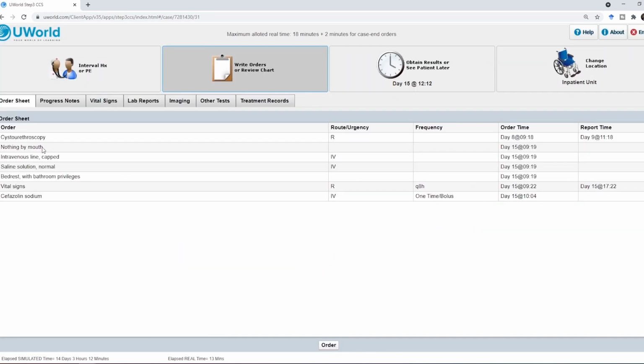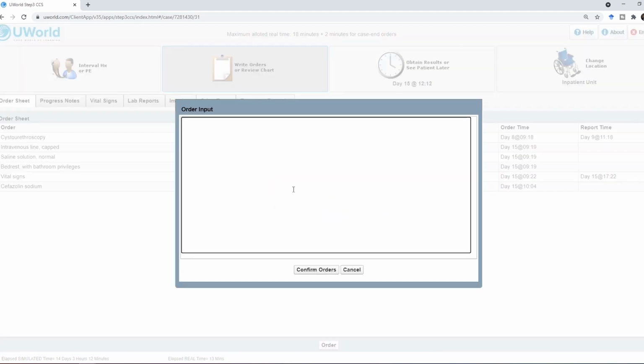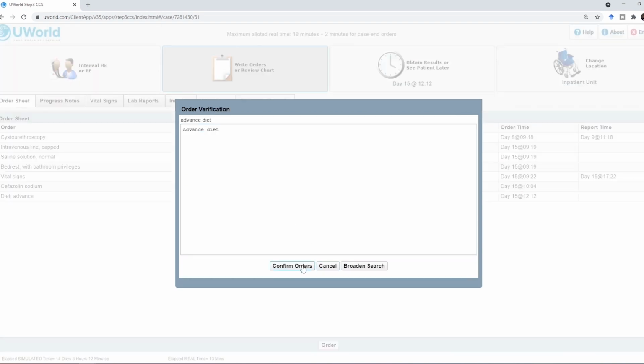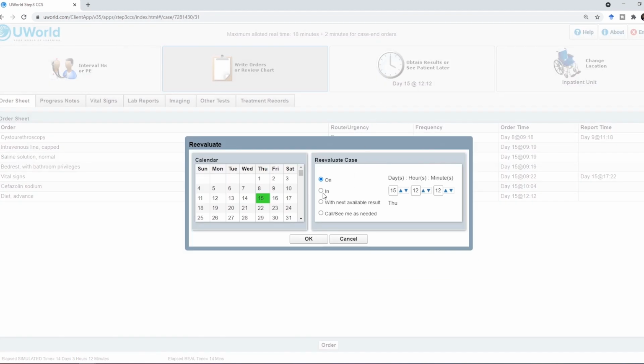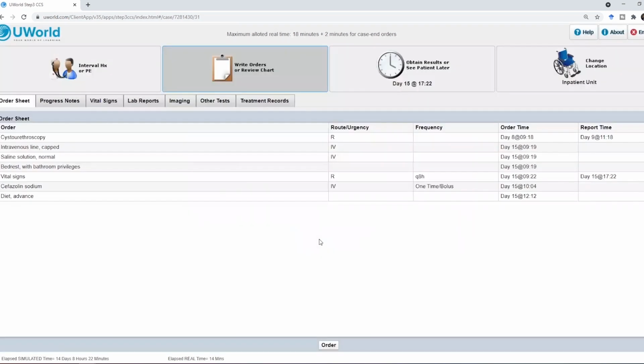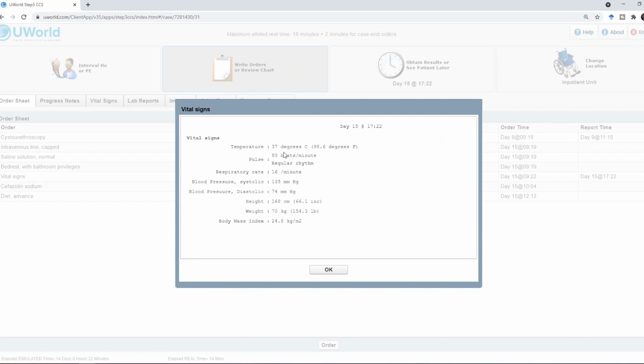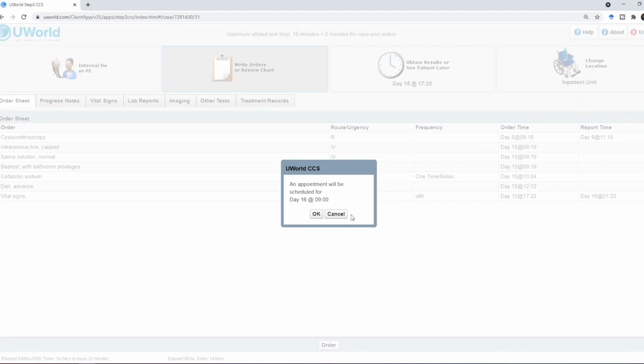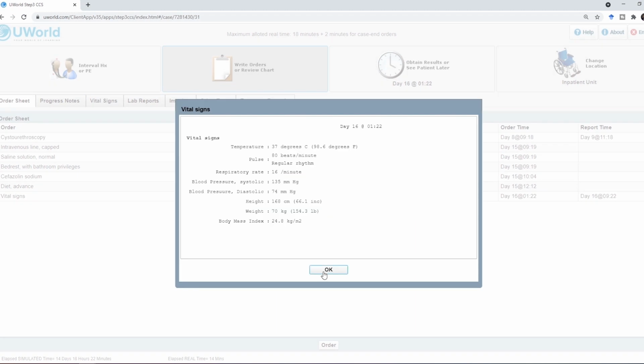Since the surgery is over, we can cancel the nothing by mouth and advance the diet. And now we go ahead and advance the clock for 12 hours or 24 hours while we continue to order vital signs, interval history, and physical examination. So we click OK, and now we're getting the vital signs, nothing abnormal here. We continue, and they're asking us to schedule an appointment. We click OK. Here are the vital signs.